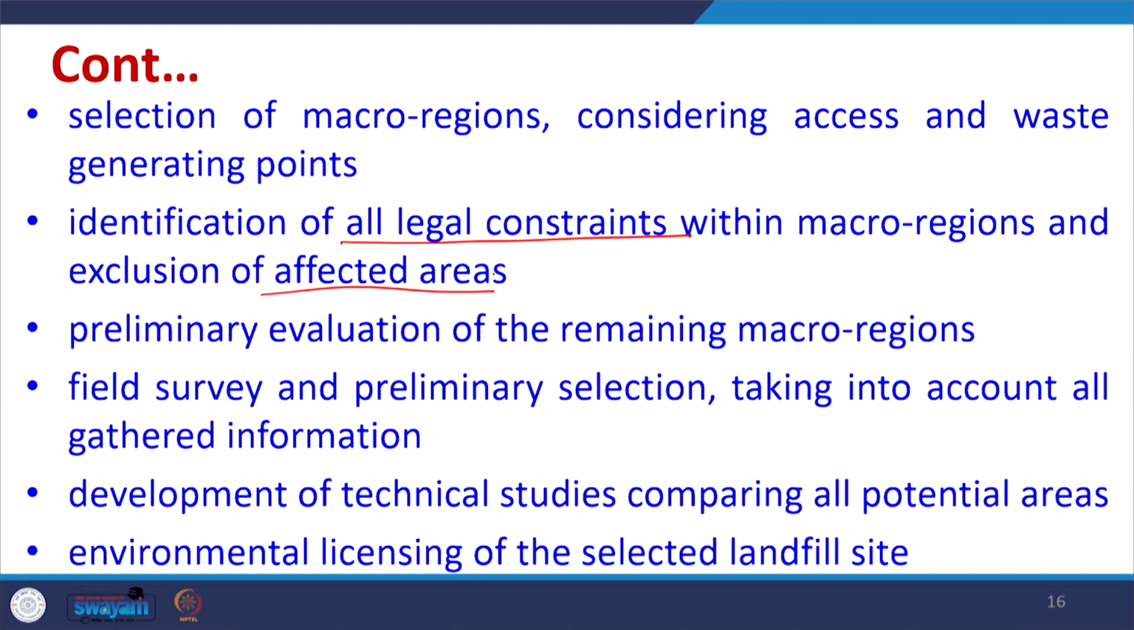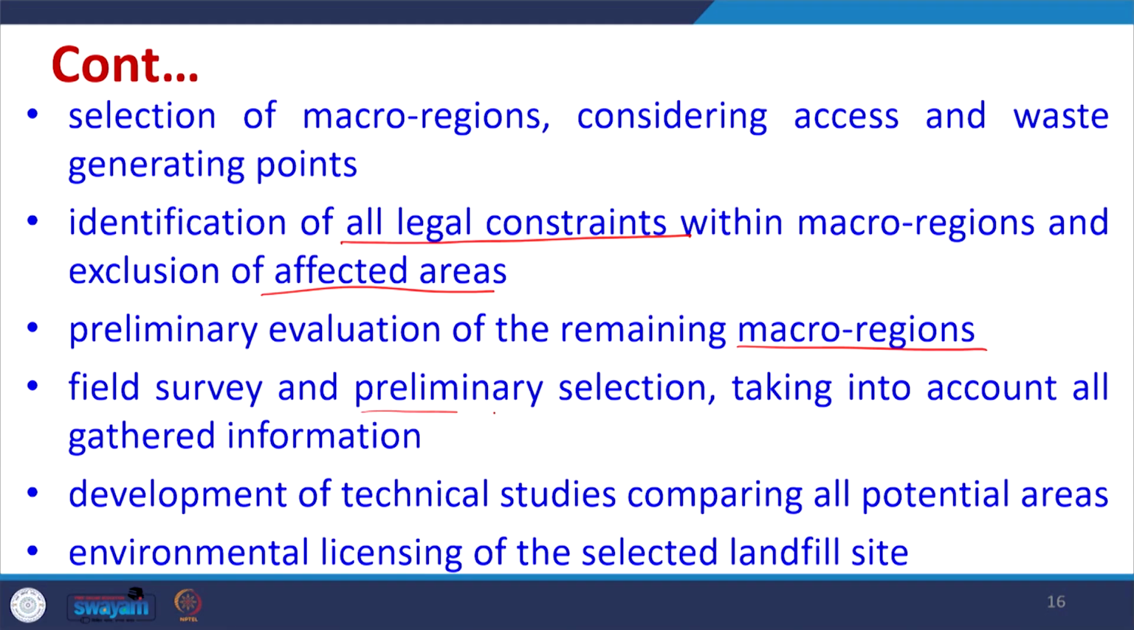So, if any eco-sensitive zone is there or any other requirements are there, that has to be taken care of. Preliminary evaluation of the remaining micro regions. So, we have to estimate a number of factors, both environmental and legal, as well as other issues like social issues, that people are not residing in that area, otherwise challenges may occur. So, field survey and preliminary selection taking into account all gathered information is important.